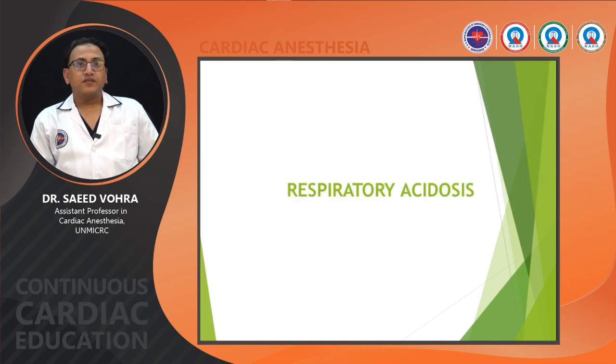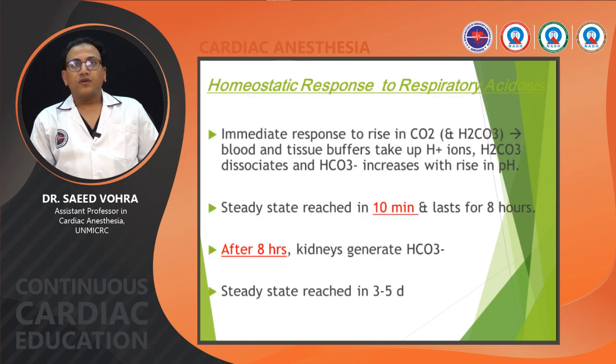Respiratory acidosis. The immediate response to a rise in CO2 is that blood and tissue buffers take up H plus ions, H2CO3 dissociates, and bicarbonate increases with a rise in pH. The steady state is reached in 10 minutes and lasts for 8 hours. After 8 hours, the kidney generates bicarbonate. The steady state is reached in 3 to 5 days.